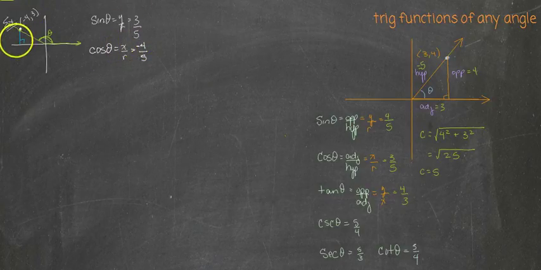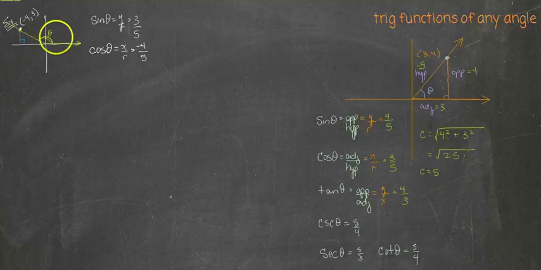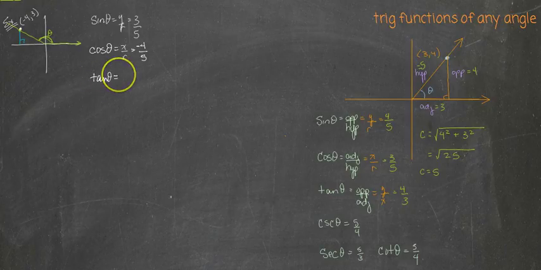If this were a geometry angle, we would never worry about there being a negative value, because we would never have a negative value on a measure of distance. But trigonometry puts our angles on a Cartesian plane, and so we do have negative and positive values. So tan theta, which is y over x, is 3 over negative 4.